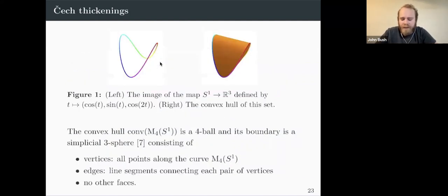Let's just consider the facial structure of this convex hull. Again, I've drawn just the first 3 coordinates of the map M4, and I've drawn its convex hull over here. So really, the image of the actual map in R4 is a 4-ball, and its boundary is a simplicial 3-sphere. And this is exactly the simplicial 3-sphere I was describing earlier. So its vertices are all points along this curve. Its edges are all line segments connecting pairs of vertices, and it doesn't have any higher dimensional faces.